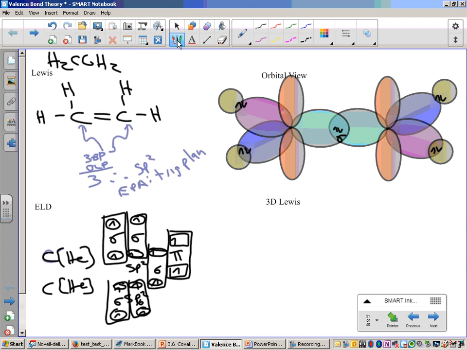See, I can't make that change. Doesn't matter. There's overlap here, and there's overlap here. And that's about as good as I can do it with what I've got here. It's not a big deal. So those p orbitals overlap in 2 positions.